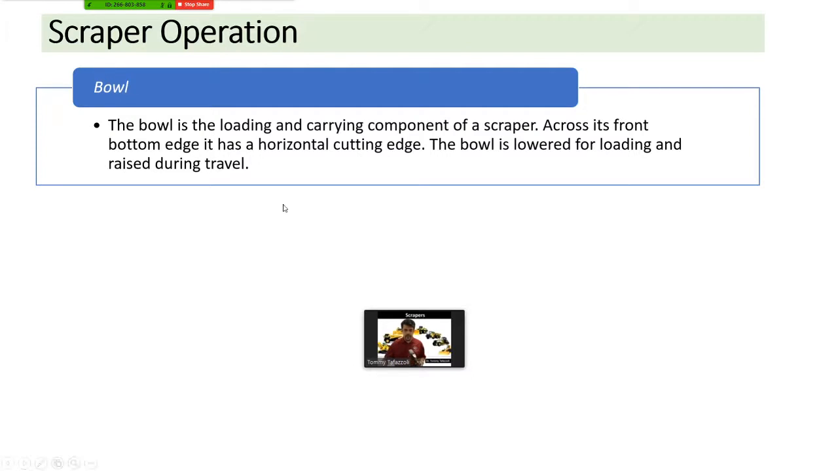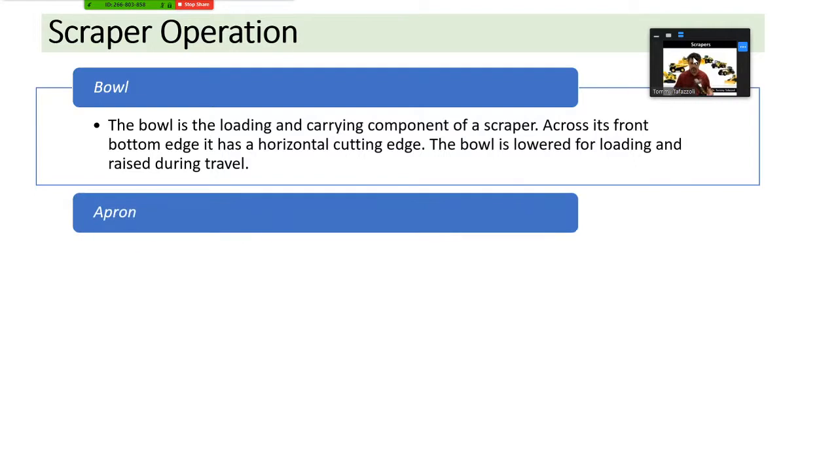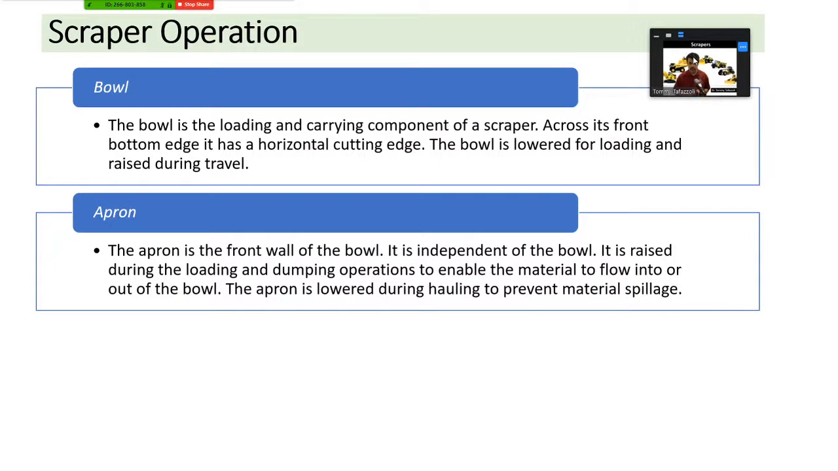So, other operations: the bowl. The bowl is the loading and carrying component of a scraper. Across its front bottom edge, it has a horizontal cutting edge. The bowl is lowered for loading and raised during travel. The apron is the front wall of the bowl. It is independent of the bowl. It is raised during the loading and dumping operations to enable the material to flow into or out of the bowl.